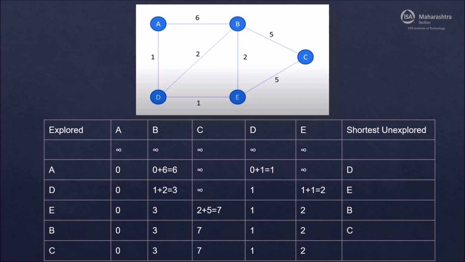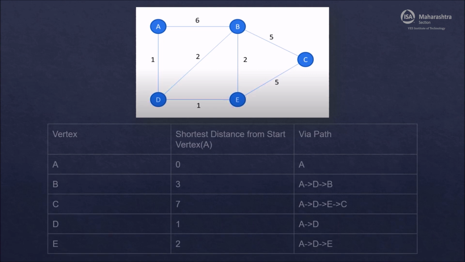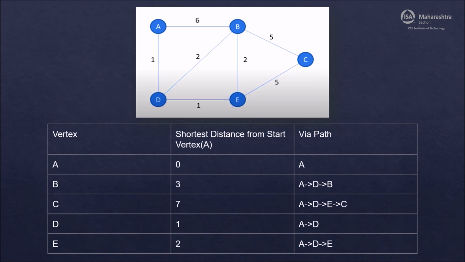So the final table looks like this. This is the table which contains the shortest distance from start vertex, which is A. So from A to A, the minimum distance is 0 via path A. From A to B, the minimum distance is 3, which is via path A to D, D to B. From A to C, the minimum distance is 7, which is via path A to D, D to E and E to C.